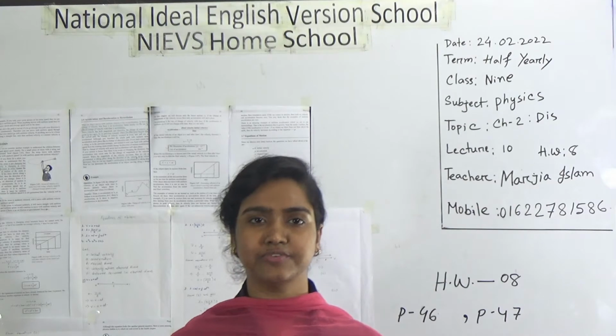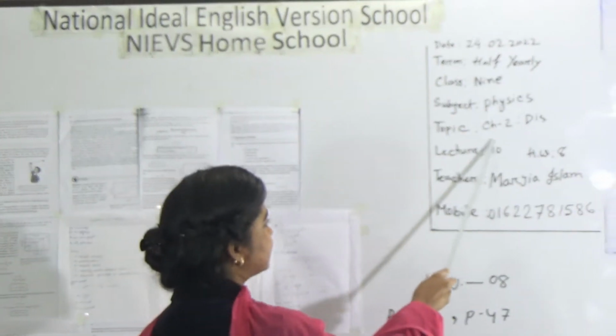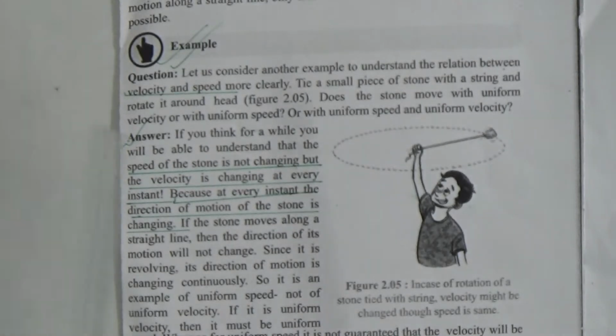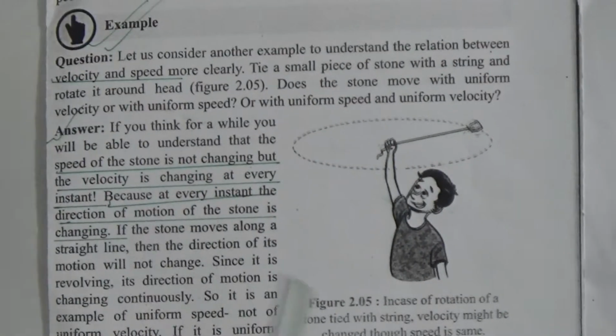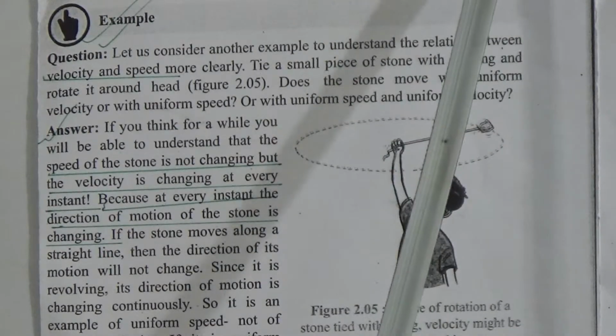Now I am going to take a physics class for class 9. Our lecture number 10 and our SW number 8, and today's topic is chapter 2 discussion. Now start our class. This is the discussion of part 2. Now go to your page 41. This is chapter 2, the chapter name is motion, and this is our second part of discussion of chapter 2.